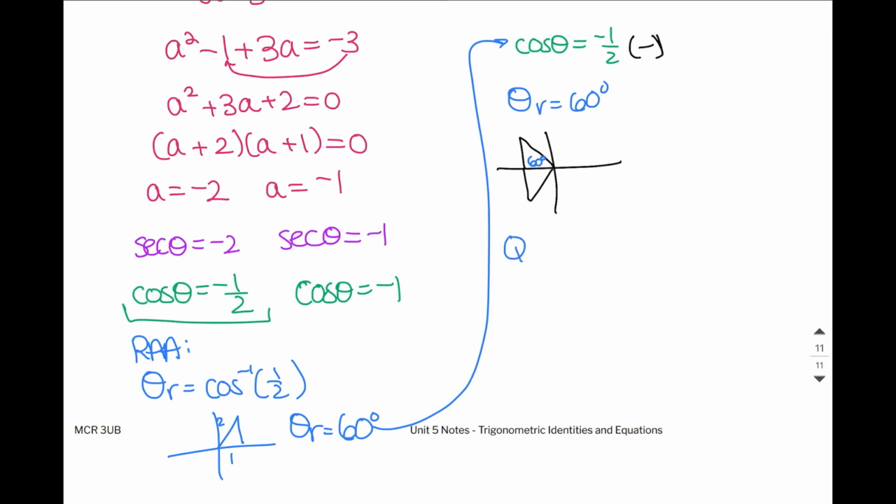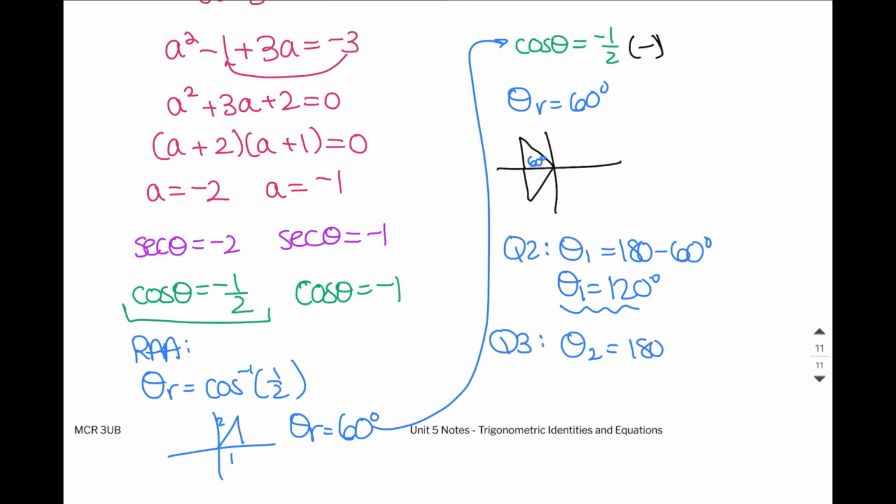So our first answer in quadrant 2 is going to be 180 minus 60 degrees, or 120 degrees. And then in quadrant 3, our answer for theta is going to be 180 degrees plus 60 degrees. So our answer for theta here would be 240 degrees.